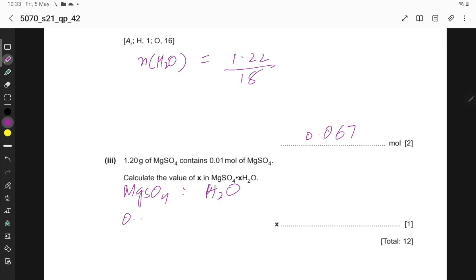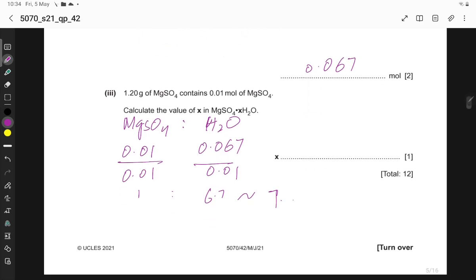Magnesium sulfate 0.01, this is 0.067. This is the smallest, divided by 0.01 is equal to 6 point, this is 1 and this is 6.7, that is approximately 7. So the X value is 7.